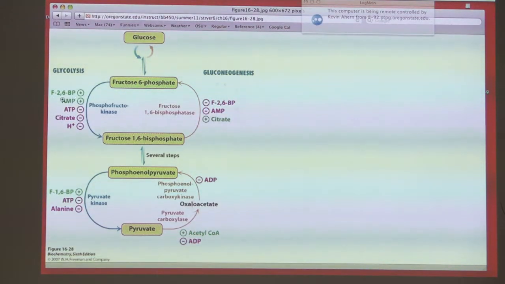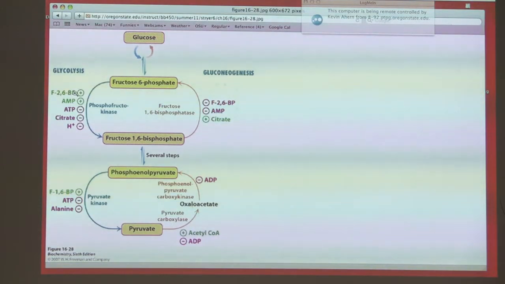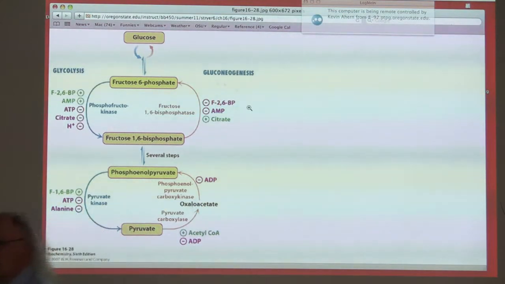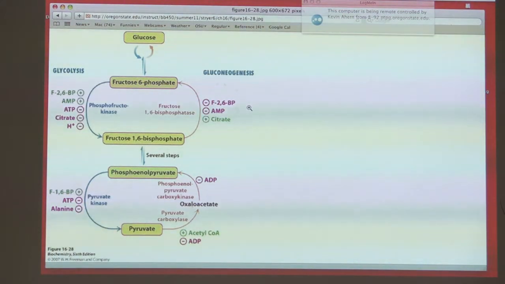We'll start with our friend fructose 2,6-bisphosphate. As I pointed out to you, fructose 2,6-bisphosphate activated PFK. Look at the effect it has on fructose 1,6-bisphosphatase. It inhibits it. Opposite effects, same molecule. This molecule is turning on glycolysis and turning off gluconeogenesis. It's not the only one.